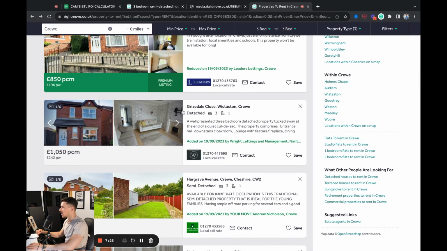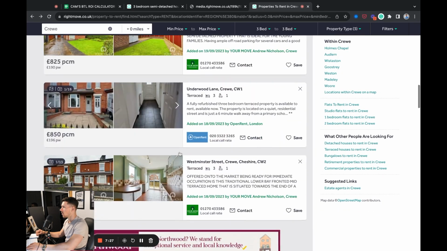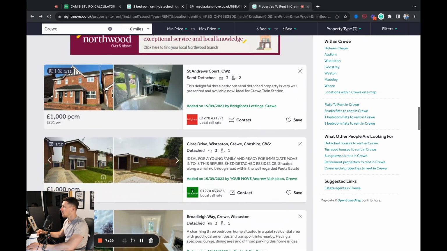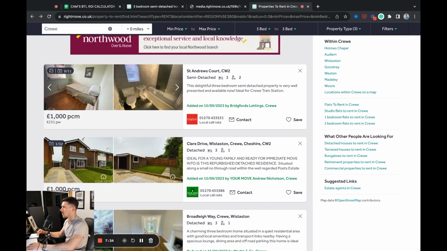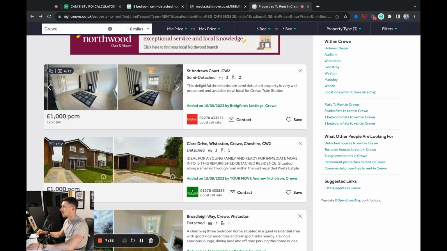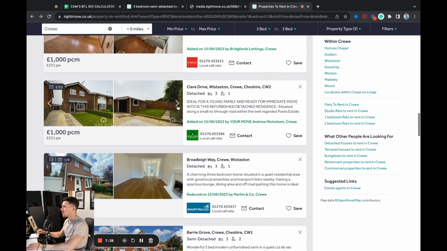But we can start to get an idea, and we can start to get a ballpark range of what the properties are going for in that area. So to me, this looks quite similar. Semi-detached, 3-bedroom, similar state of repair. So does this one.